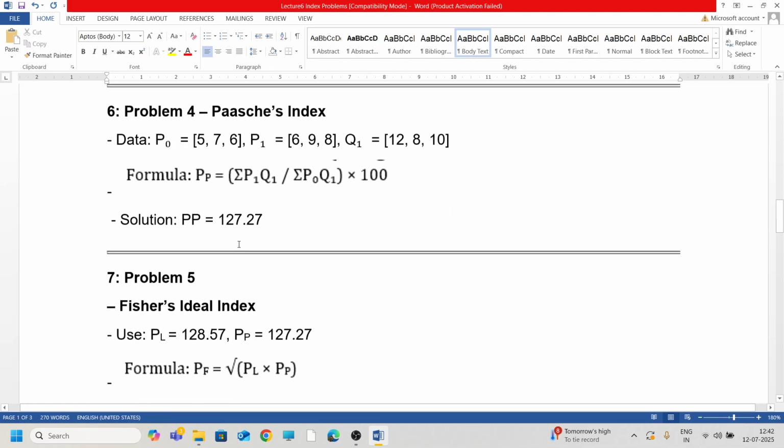And Paasche index method: P naught, P1, Q1 given. You find the P1 into Q1. Find the summation. P naught Q1 multiply and find the summation into 100. That gives the Paasche's index as 127.27. Applying the Paasche method with the current year quantities, we get an index number of 127.27.